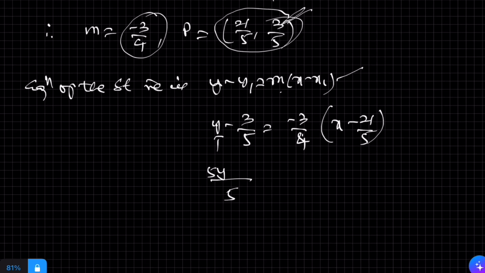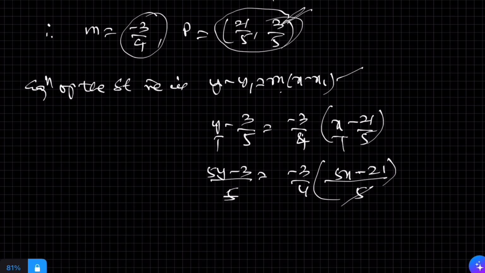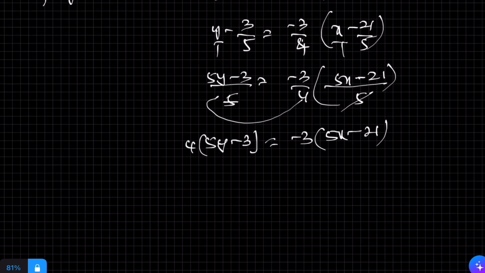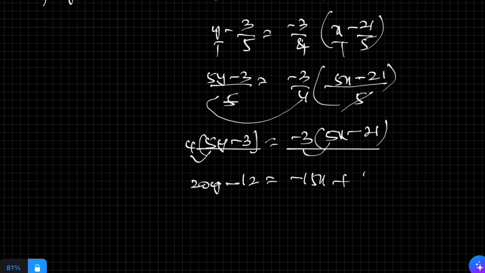Here I'll get 5y minus 3 equal to minus 3 by 4, and here also let me take LCM 5. So 5, here 5x minus 21. So this 5 and this will get cancelled, and 4 is shifted this side. The 4 into 5y minus 3 equal to minus 3 into 5x minus 21. Let me simplify. So 4 5s are 20, 20y minus 12 equal to, so minus 15x minus 3 minus plus 63.